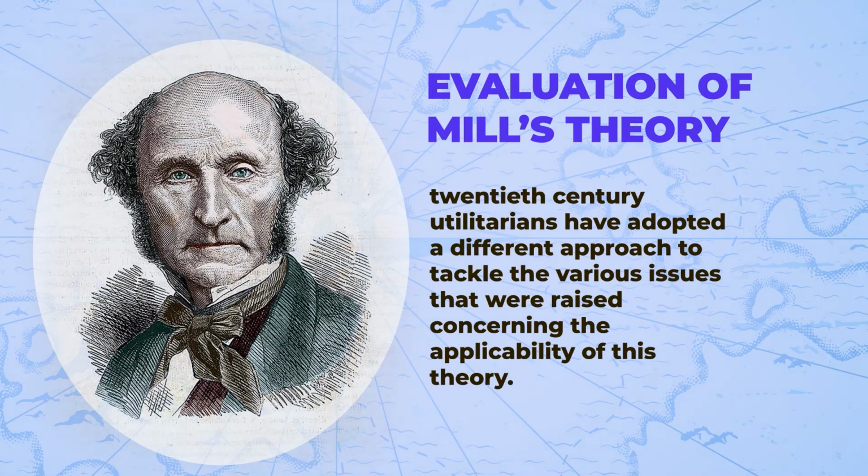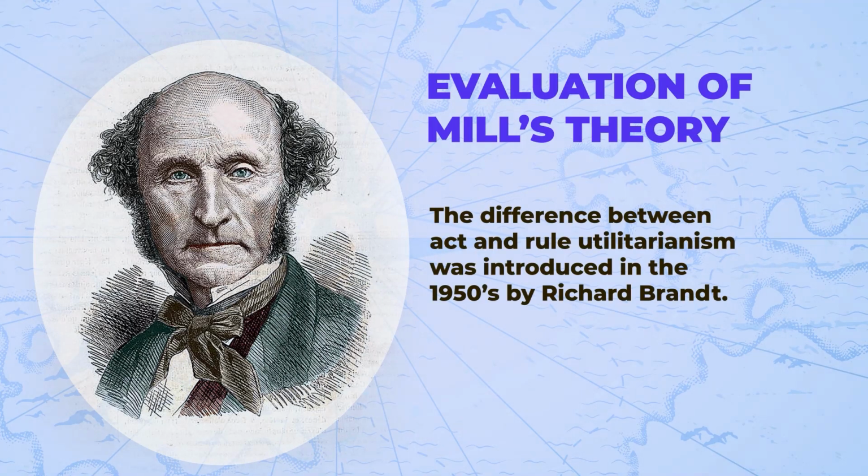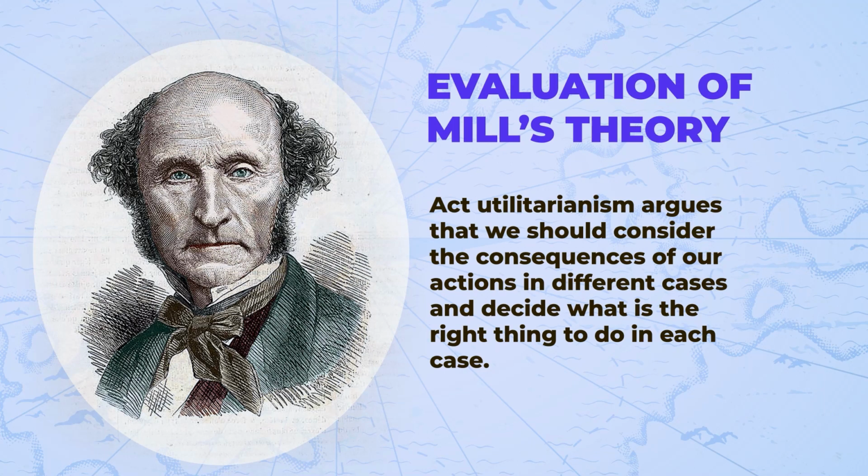However, 20th century utilitarians have gone on to adopt a different approach to tackle the various issues that were raised concerning the applicability of Mill's theory of utilitarianism. What did they do? Well, they went on to make two broad divisions of the utilitarian theory into act utilitarianism and rule utilitarianism. Now, the difference between act and rule utilitarianism was introduced in the 1950s by Richard Brandt. Rule utilitarianism argues that there are some moral rules which help to promote general happiness and they must be adopted by all. Act utilitarianism argues that we should consider the consequences of our actions in different cases and decide what is the right thing to do in each case.